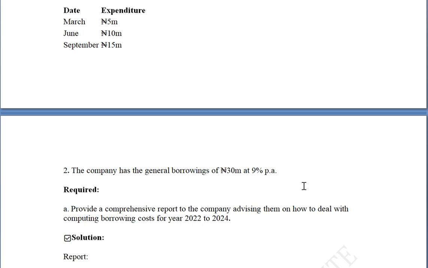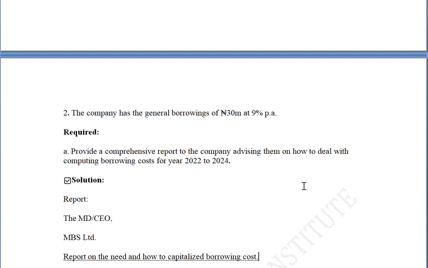Since they say you should provide a report, you are going to start by writing a report. Please take note of your questions. It's very, very important. Since they say provide a report, you are to write a report as a consultant to the entity, and you are doing this on your letterhead, as it were, because you are a consultant. So let's quickly go. I've drafted something here.